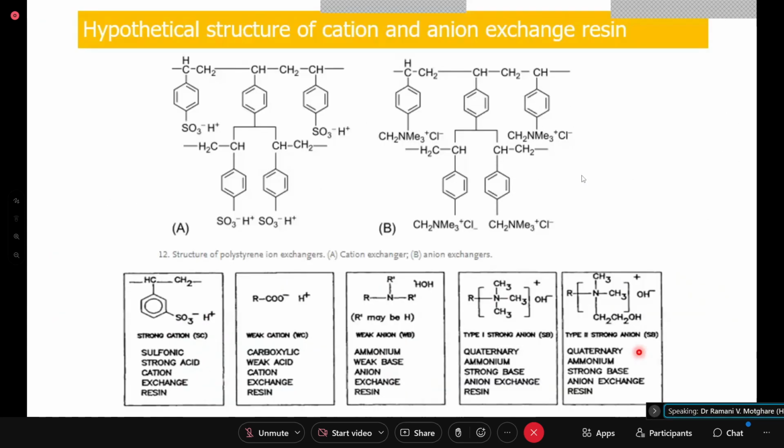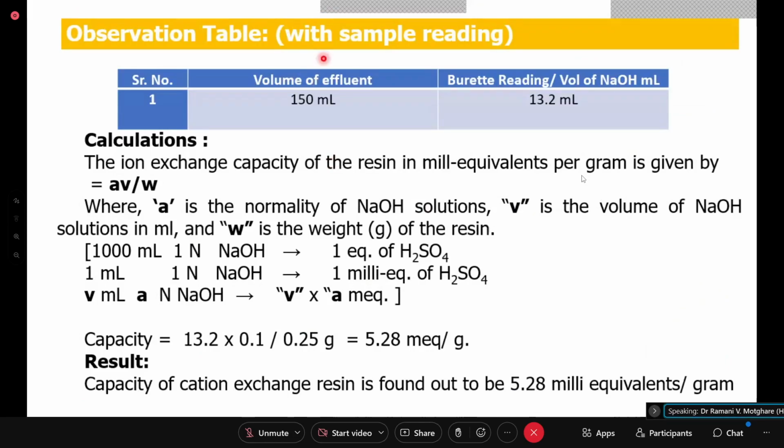There is only a single titration to be done. All 150 ml is titrated with NaOH solution using phenolphthalein indicator. Initially it is colorless, you are titrating with NaOH, so it will change from colorless to pink. Colorless to pink gives you the endpoint, and then you go for the calculation.